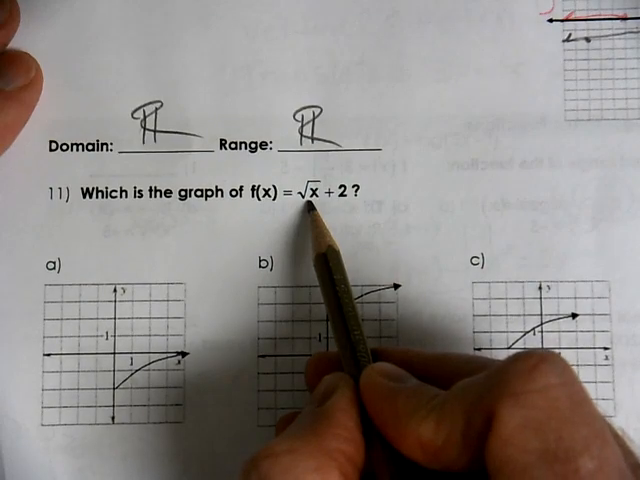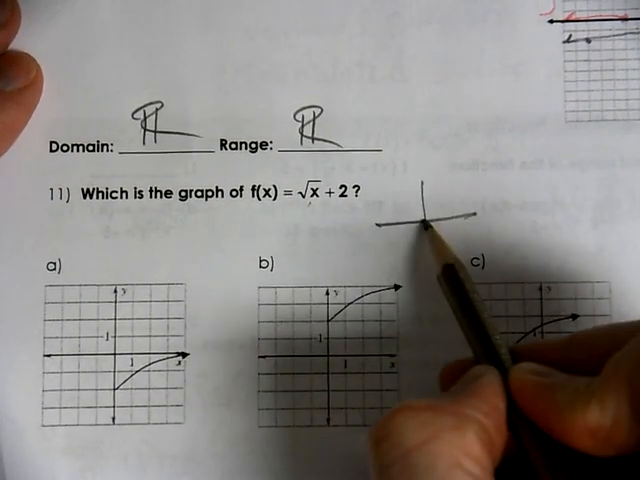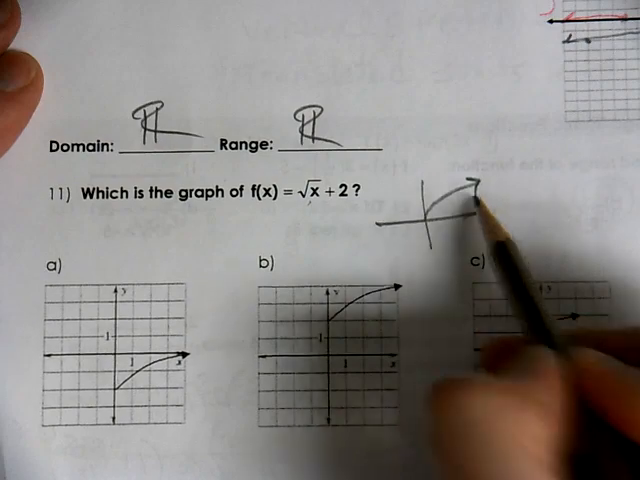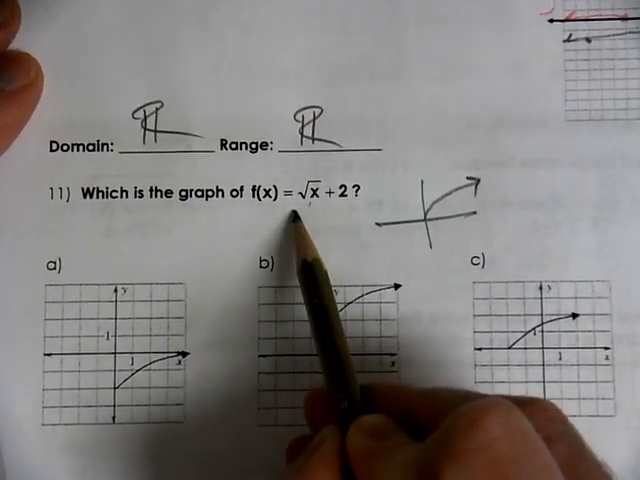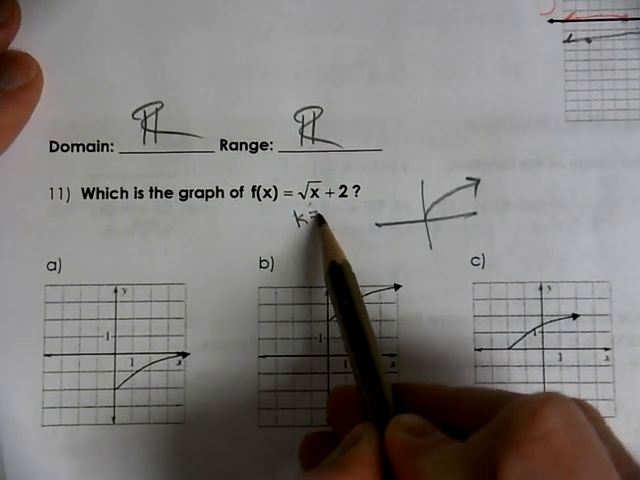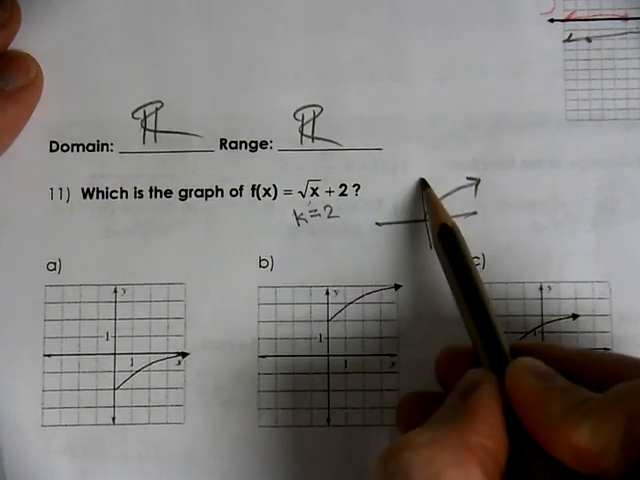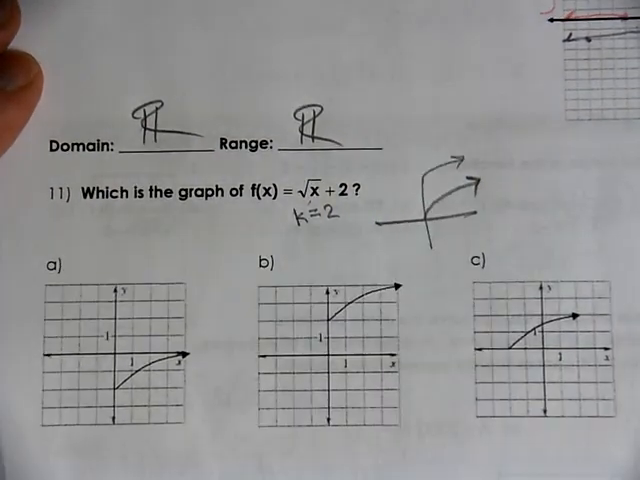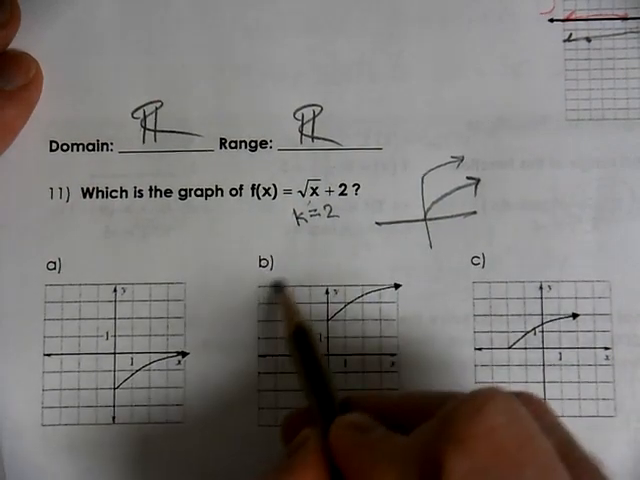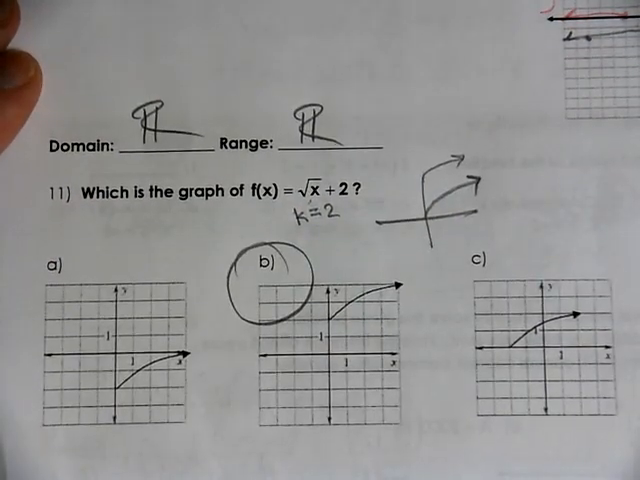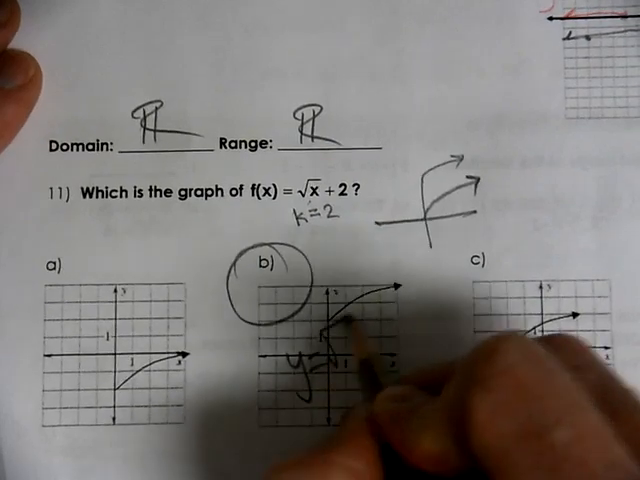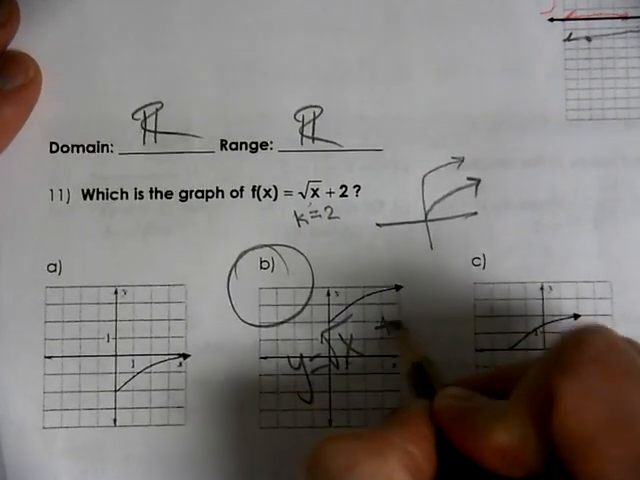Here we have a square root graph, which looks like that. And then this is a k value, because the 2 is not inside of the parentheses, or not inside the radical. So that means it's moving it up 2. So that's letter B. Y equals the square root of x plus 2.